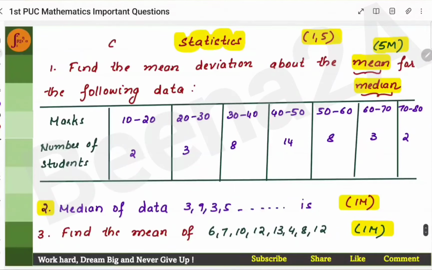Coming to statistics, very easy. You have to find the mean deviation, around the mean or around the median, anything. Median of data, this could be 1 markers, right? In statistics, you could get 1 markers. Either you have to find the median of data or mean of data, simple.